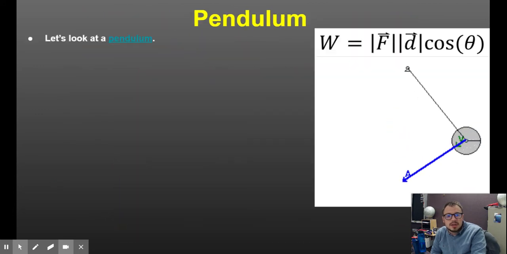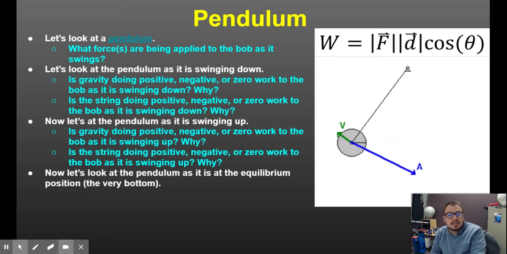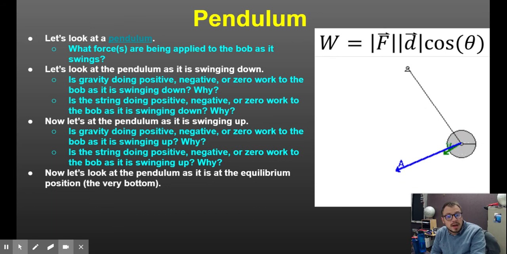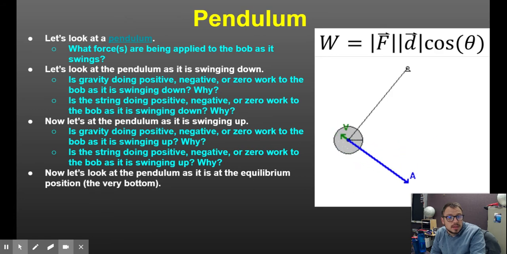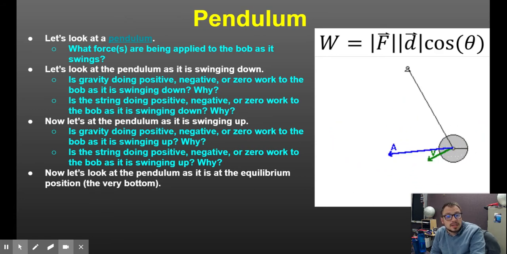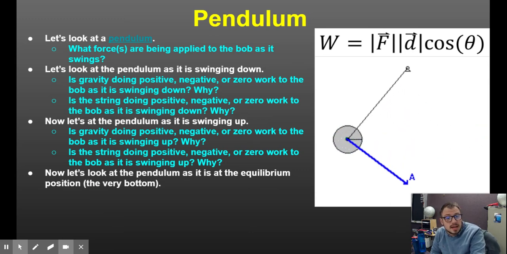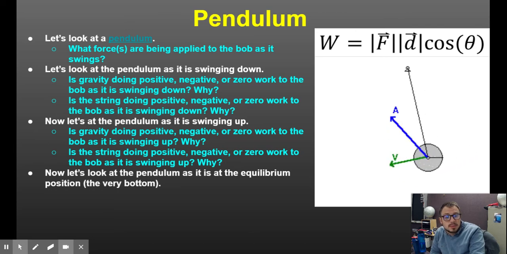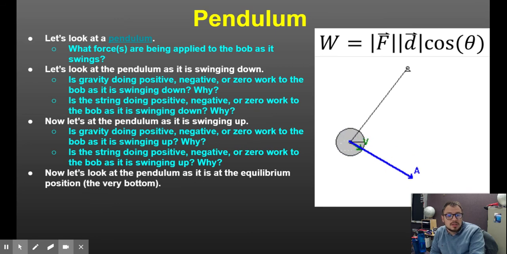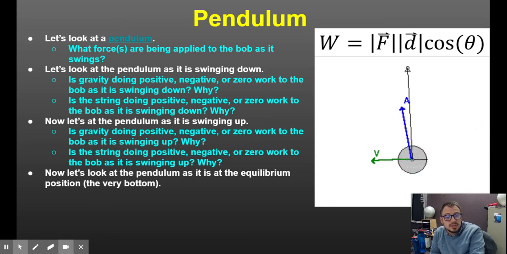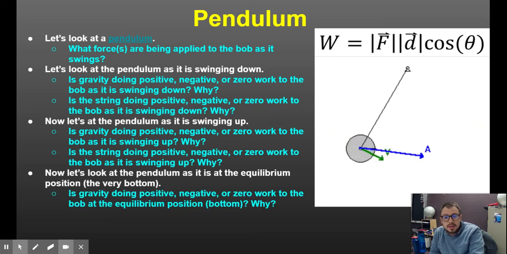So how much work is being done on a pendulum? What you should have gotten out of this is that there are two forces acting on this pendulum as it's swinging: the string and gravity. As it's swinging down, gravity is doing positive work. It's speeding it up, right? As it's swinging up, gravity is doing negative work because it's slowing it down. At the very bottom, that equilibrium point, gravity is doing no work. The string does no work on the pendulum because at every single point, the string is applying a force perpendicular to the motion of the pendulum.